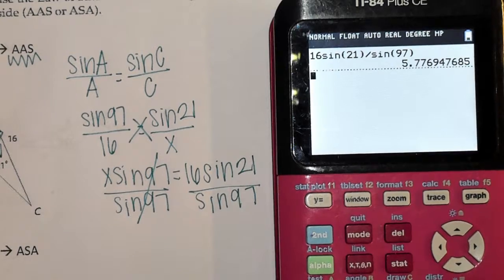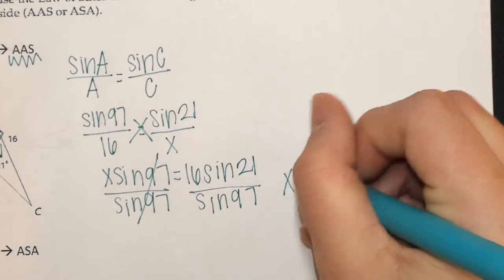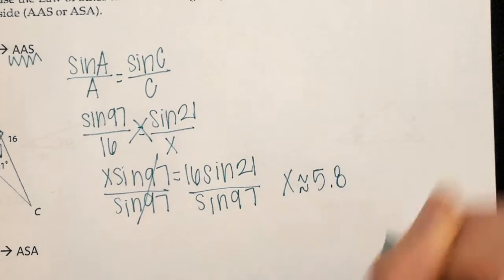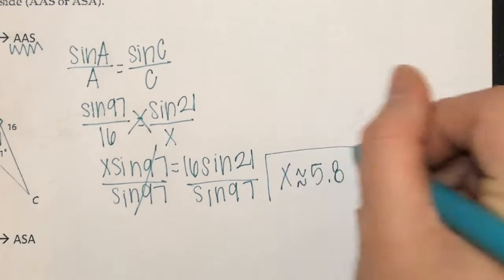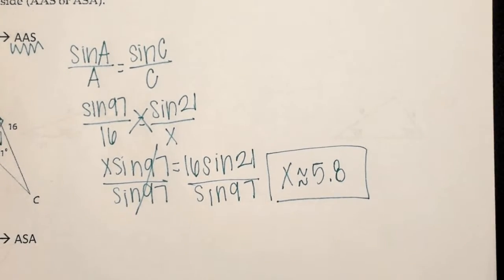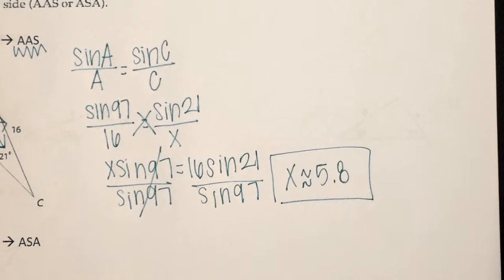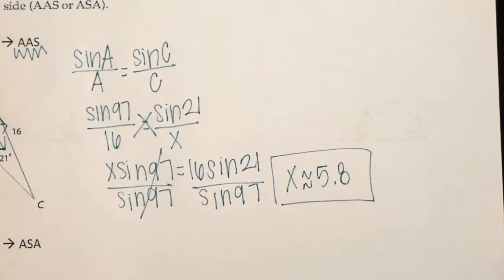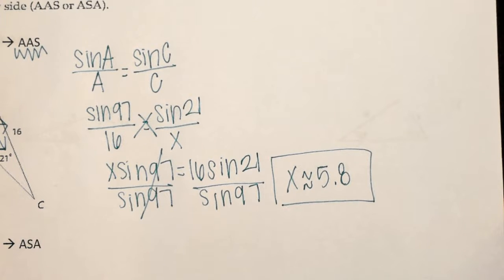So, let's round it to 1/10. X is approximately how long? 5.8. So you just found the length of that side without using SOHCAHTOA or Pythagorean theorem. All these tools you're learning. You can't use Pythagorean theorem because it's not a right triangle. And you only have one side.